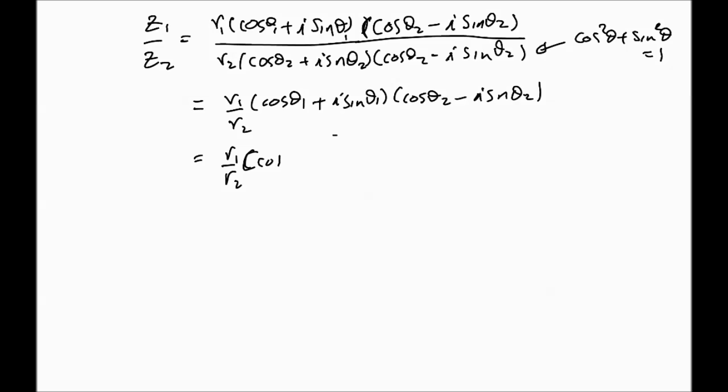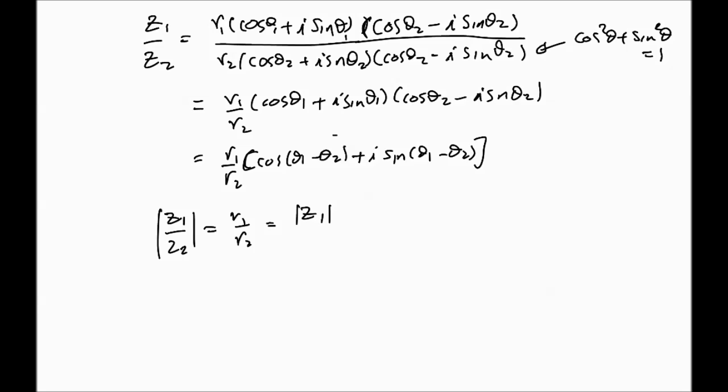cosine (theta 1 minus theta 2) plus i sine (theta 1 minus theta 2). The same logic as before: multiplied through, collect the terms, and notice the trigonometric identity is useful here. Now this means that the modulus of z1 over z2 is r1 over r2, which is modulus z1 over modulus z2. Number 1, that's what it helps us understand.